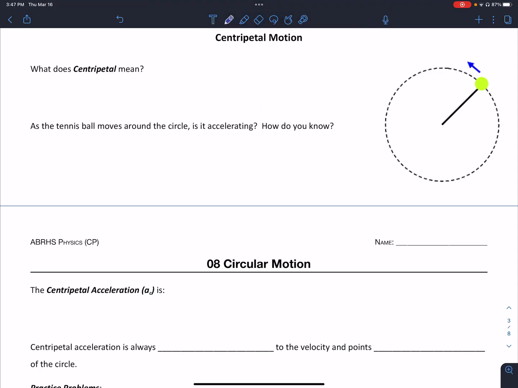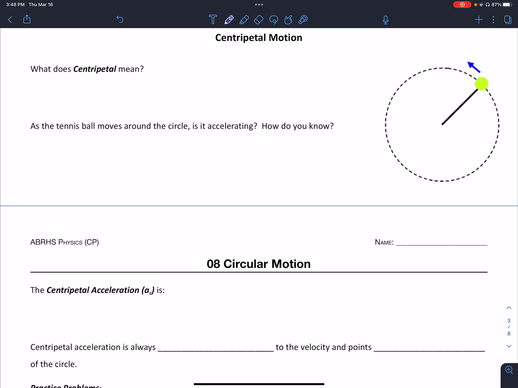Hi, everybody. This is Dr. Nigro with the second of our screencasts for our notes on circular motion. This screencast is going to focus on centripetal motion and centripetal acceleration. All right, so that's a new word for us, centripetal.